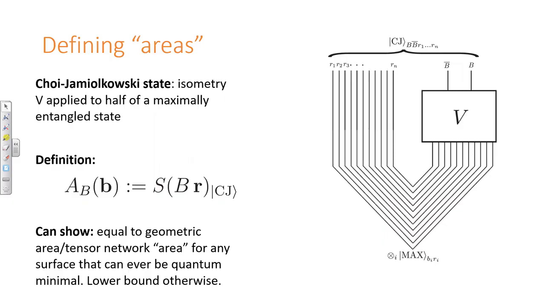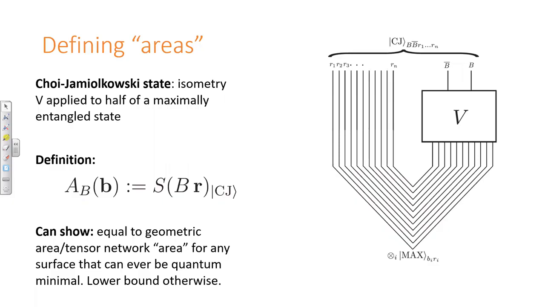So let me just make a brief comment that you can show this area, if you try to apply it to actual AdS/CFT, won't always be equal to the geometric area in the bulk. Okay, but what will be true is that if your region little b can ever be a quantum minimal surface for any state ket psi, then this area will be equal to the geometric area. If your surface is just some very weird wiggly surface that there's no state psi for which it ever minimizes area plus bulk entropy, then instead this is just a lower bound on the geometric area.